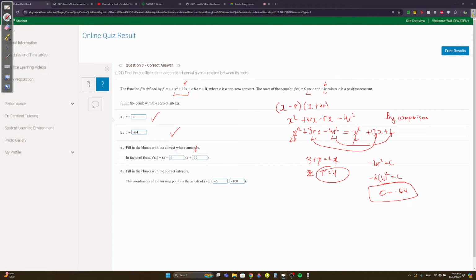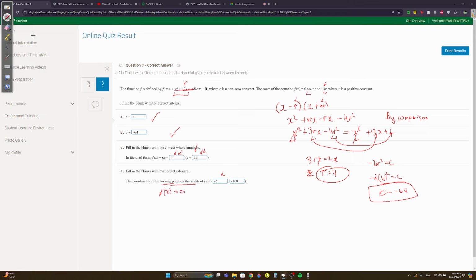In factored form, what is it equal to? We said it's x minus r, x plus 4r, x minus r. R is 4, right? So you just substitute, and then 4r is 4 times 4, 16. Okay. The coordinates of the turning point are what? How do you find the stationary points of the turning points? You have to equate f prime of x to 0, right?